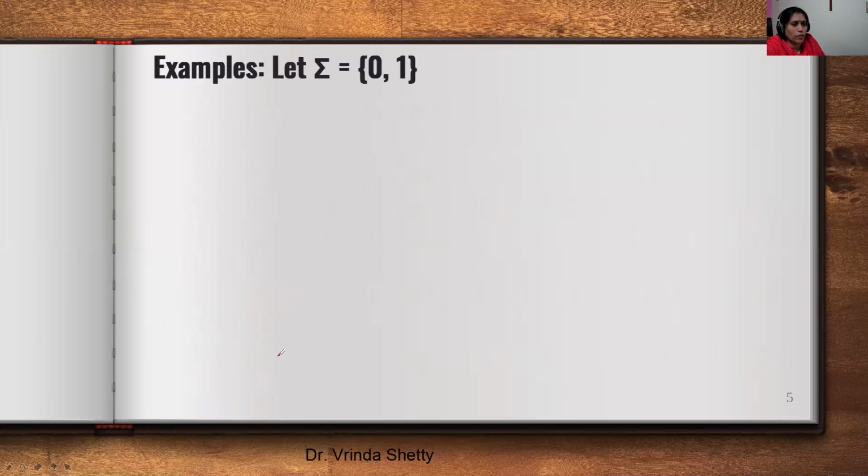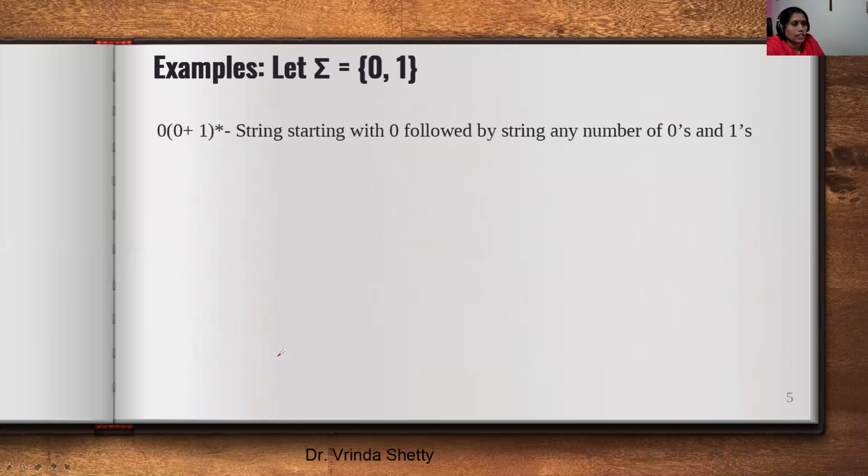If the input alphabet is 0 and 1, we have to write the regular expression using the given input alphabets. See here we have 0, (0 or 1) whole star. What does this indicate? (0 or 1) whole star indicates the string can consist of any number of zeros and ones, but as it begins with a 0, the string starts with 0 followed by any number of zeros and ones.